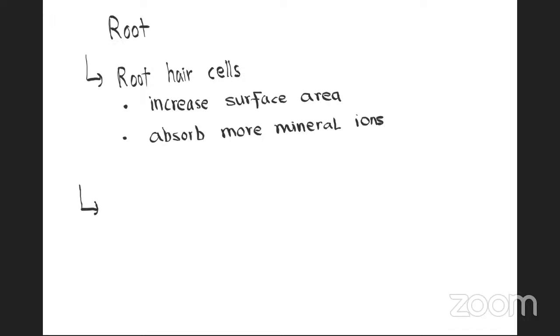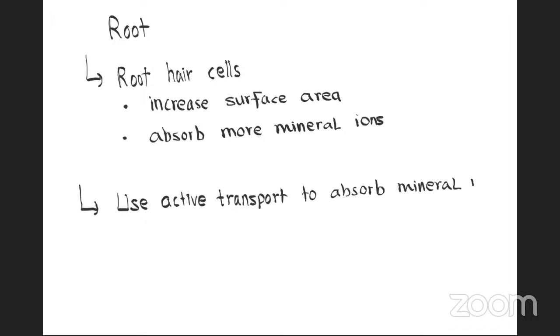They rely on active transport. Okay, they use active transport to absorb mineral ions. Active transport requires energy, so root hair cells have many mitochondria to obtain energy for active transport.